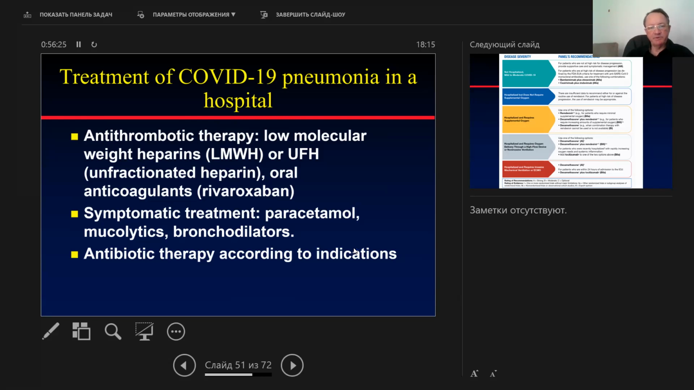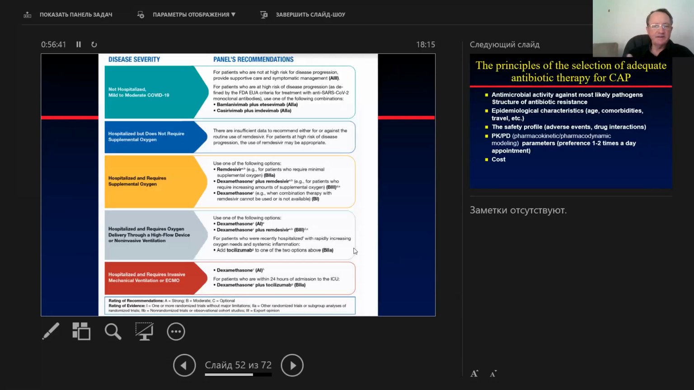Symptomatic treatment, including paracetamol, non-steroid anti-inflammatory drugs in case of fever, mucolytics, bronchodilators, and antibiotic therapy only according to indication. In this slide, you can see the recommendation of the National Institutes of Health, last updated in April.